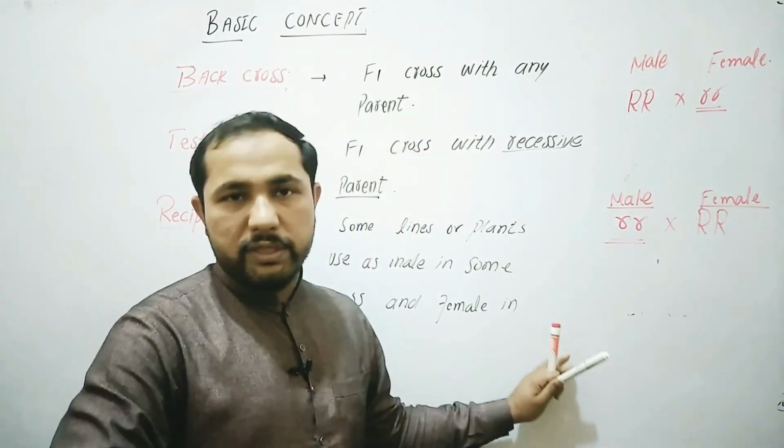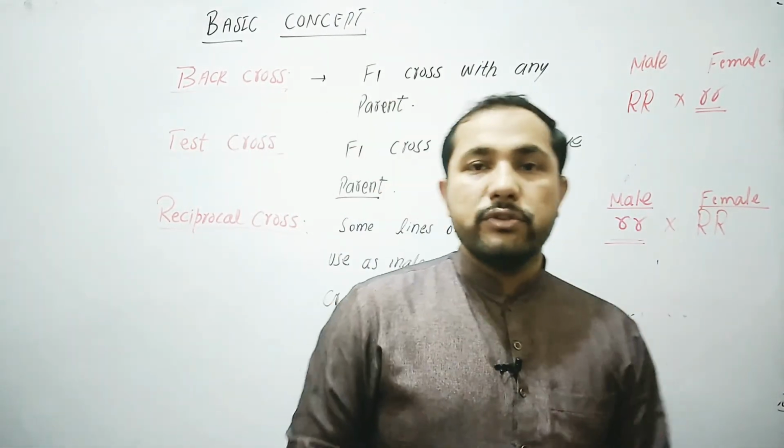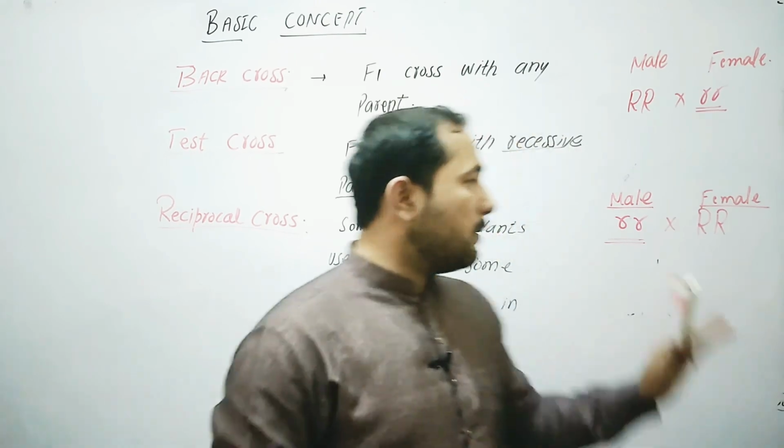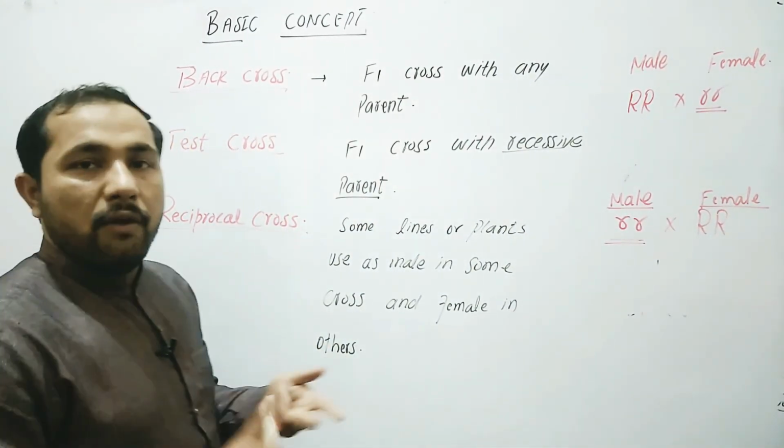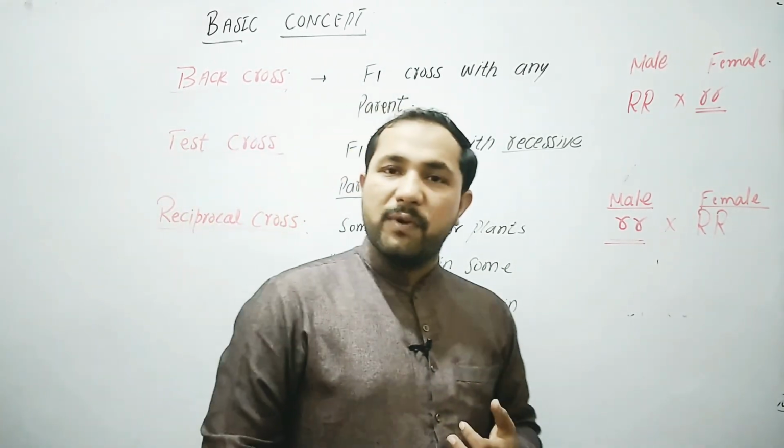Mendel used both these approaches. In some cases he used roundness as a male, and in some cases he used wrinkliness as a male. So these are the three terms: test cross, back cross, and reciprocal cross.